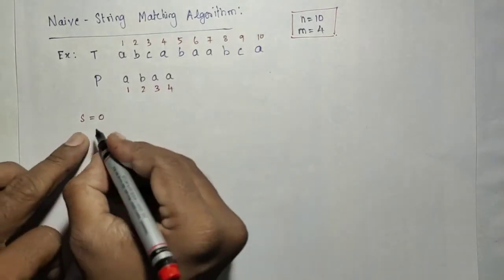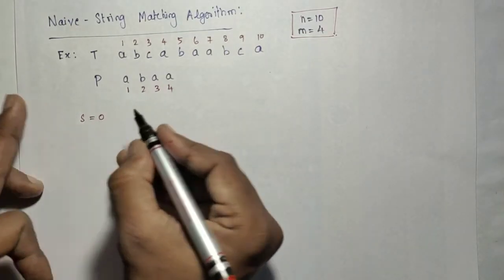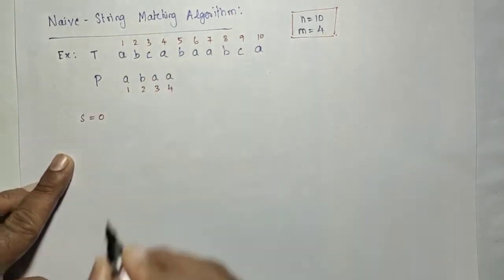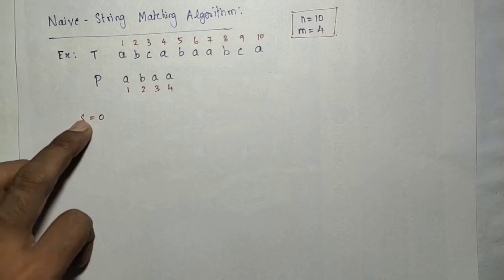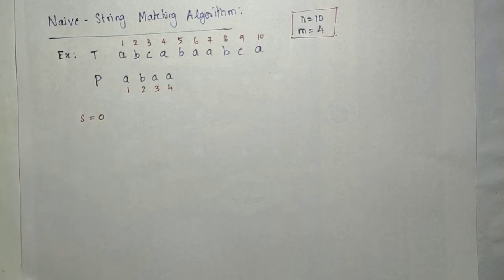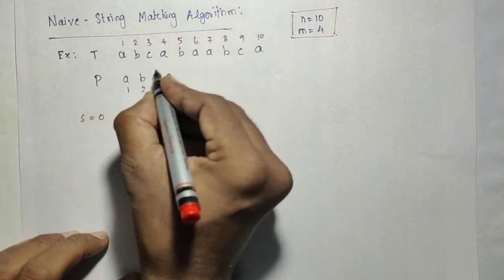Okay, so we will start with shift 0. Shift 0 means no shift required. It means that the first 4 characters themselves match this one. So here the iteration starts with 0. So I need to compare the first 4 characters with this pattern.